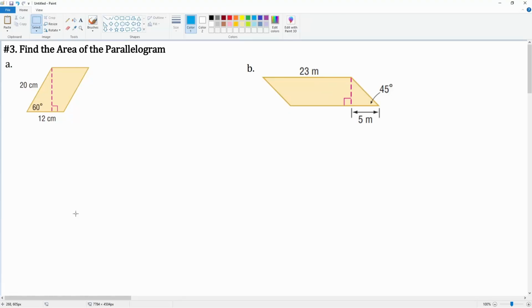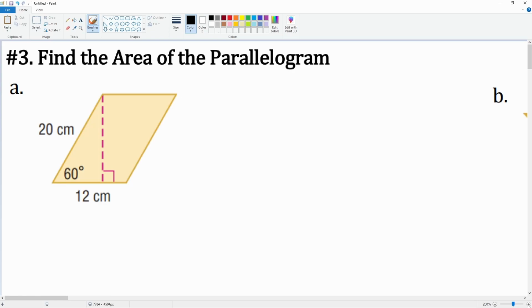Number 3 here, you're going to find the area of the parallelogram. Let's remember the formula for the area of a parallelogram. It is defined as area is equal to base times height. This is referred to as the base right here. Then this is referred to as the height. So we know that the base is equal to 12.